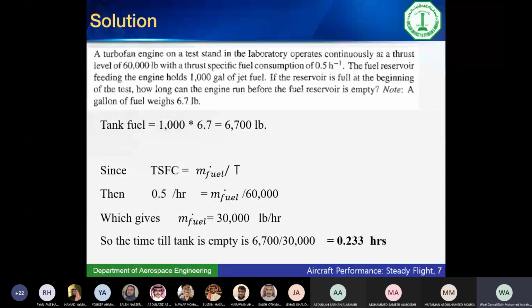Now I can determine this by multiplying 60,000 times 0.5, giving me 30,000 pounds per hour. That means in order for this engine to run for 1 hour, I will need 30,000 pounds of fuel.